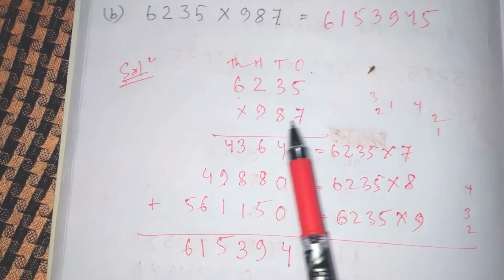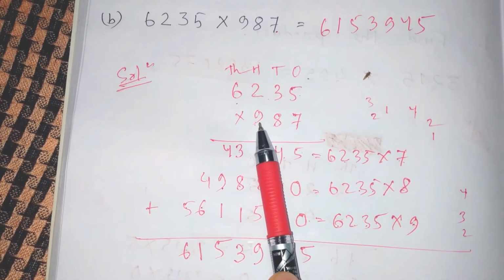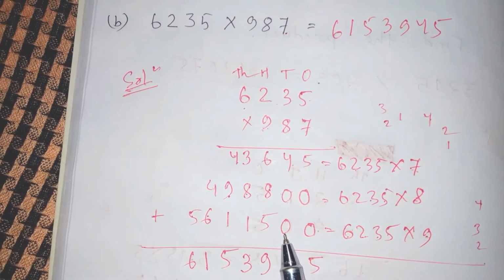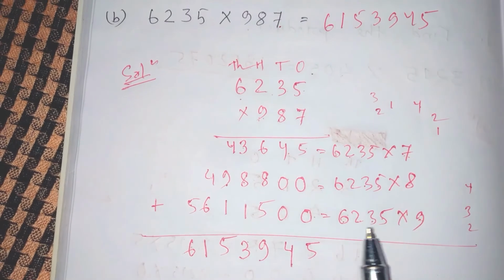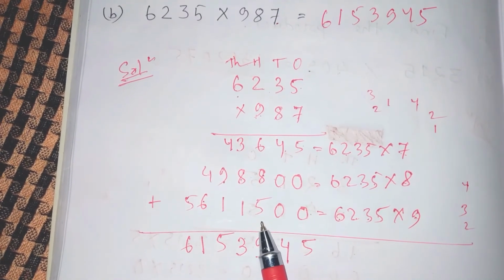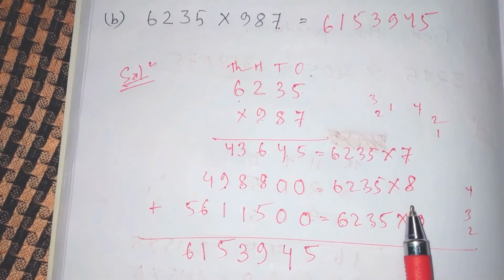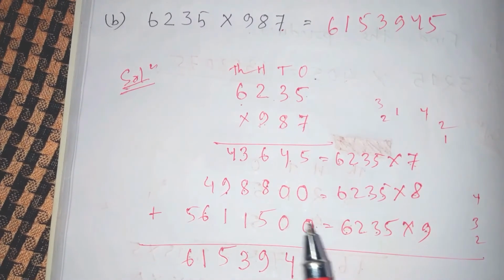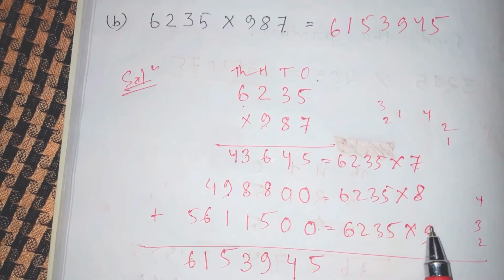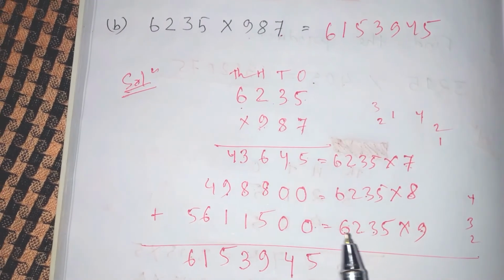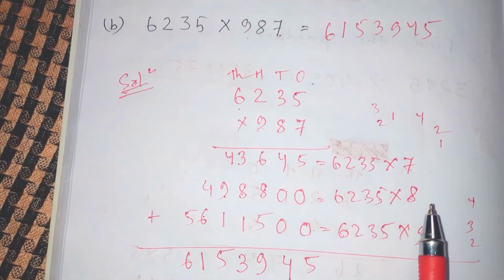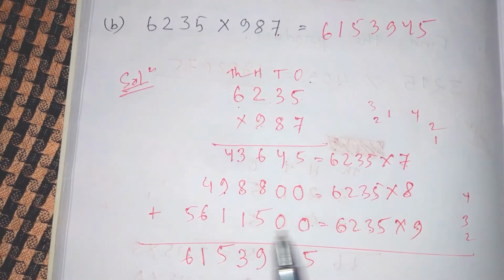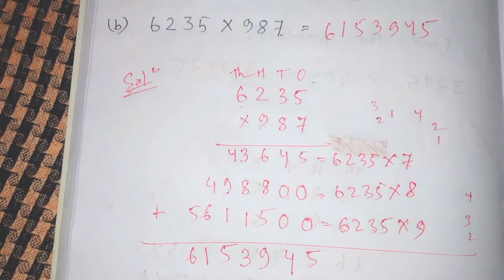Now this 9 is in the hundreds position, so 2 zeros I have added. 9 into 5 is 45, 5 I have written. Okay, 4 will be in hand. 9 into 3 is 27, plus 4 is 31, 1 I have written, 3 will be in hand. 9 into 2 is 18, plus 3 is 21, 1 I have written, 2 will be in hand. 9 into 6 is 54, plus 2 is 56. Okay, now what I need to do, I need to add them.